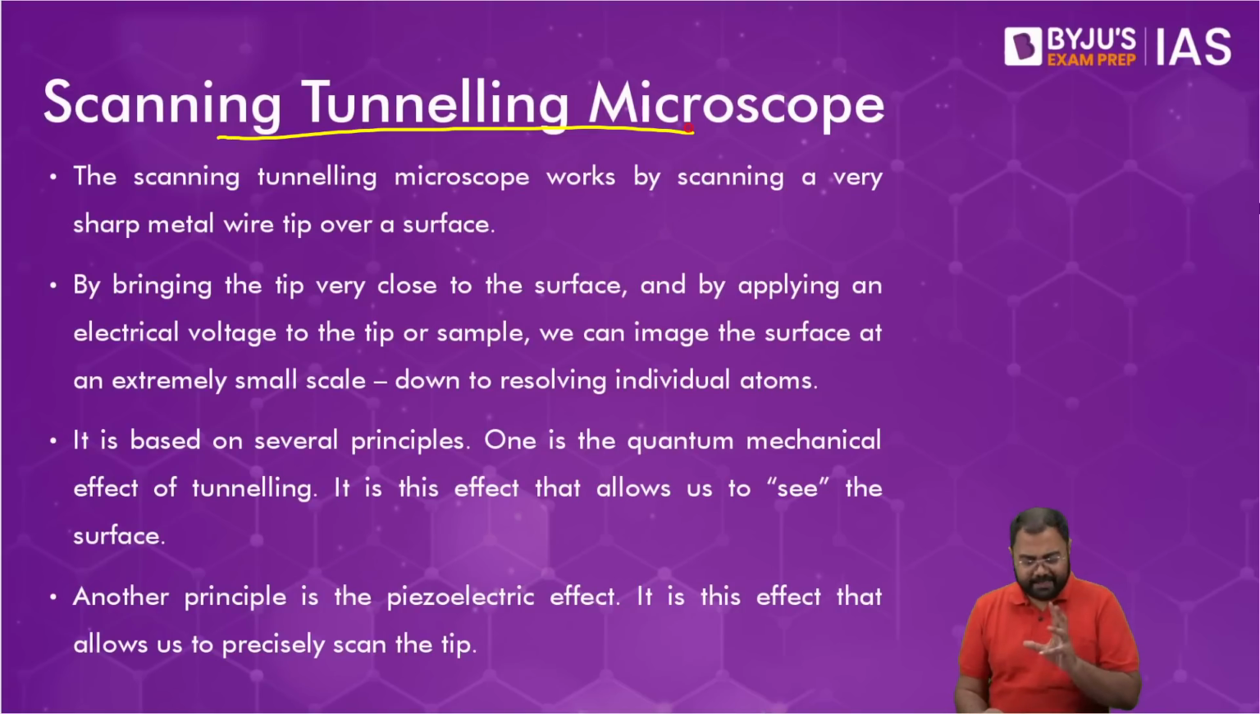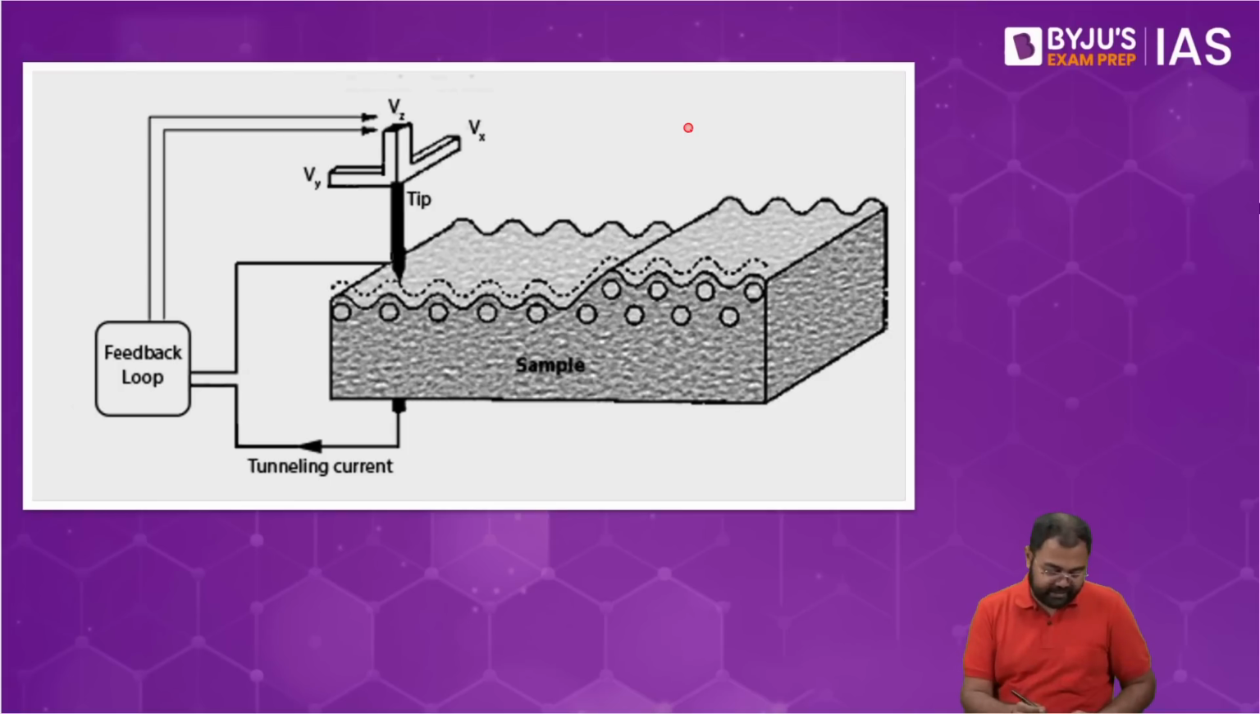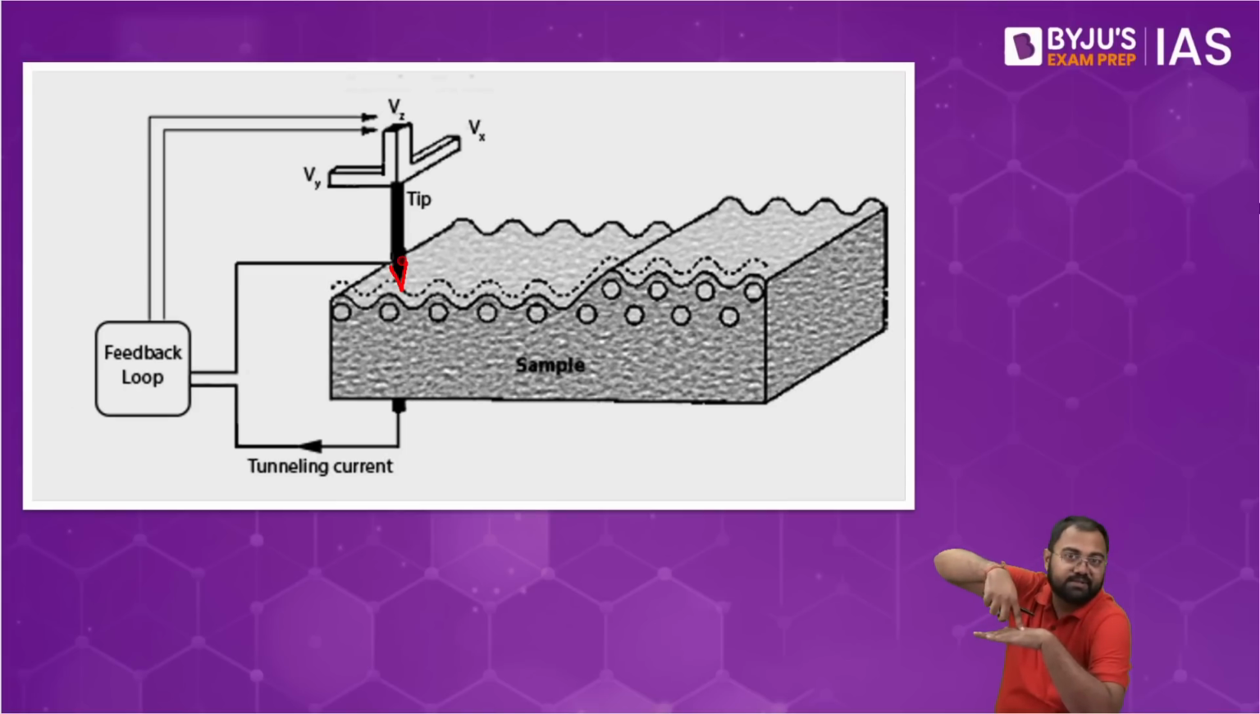So what exactly do we have here? Just try to understand the scanning tunneling microscope in pretty basic ways. In a scanning tunneling microscope, you would have a metal tip like this. All right, we have a metal tip. Now this metal tip will be incident on a surface, and it will basically press this surface, or put some stress on this surface.